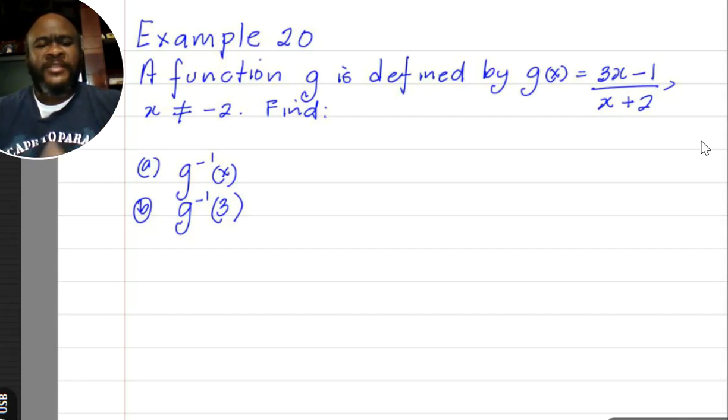If x is minus 2, the denominator is going to be 0, and you're going to have 3x minus 1 divided by 0. It's impossible to divide by 0. So there's no image value g of minus 2. Therefore, x is equal to minus 2 cannot be in the domain of g. That is why x is not equal to minus 2. So let us get an expression for g inverse of x.